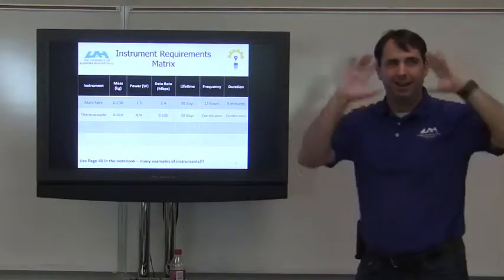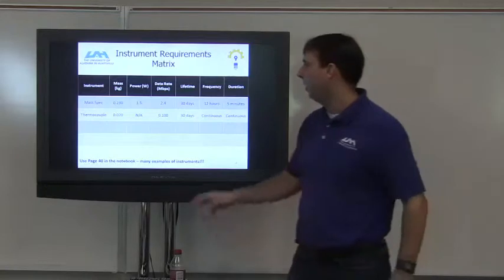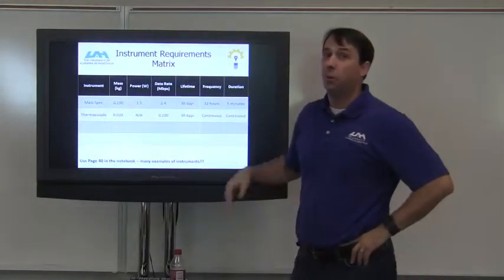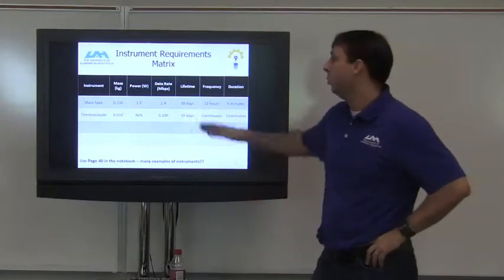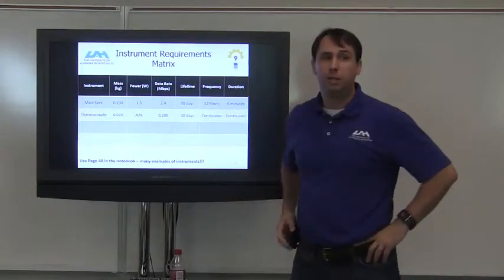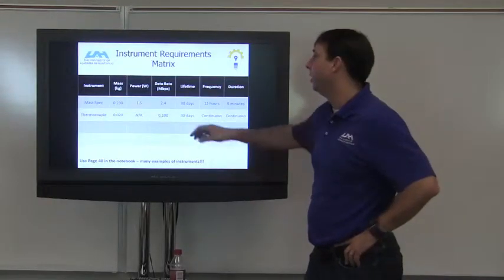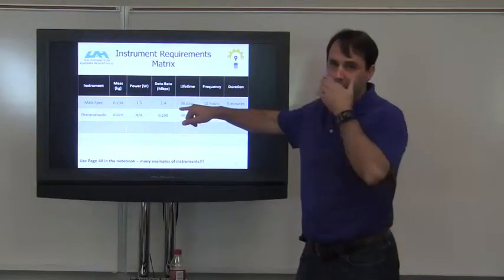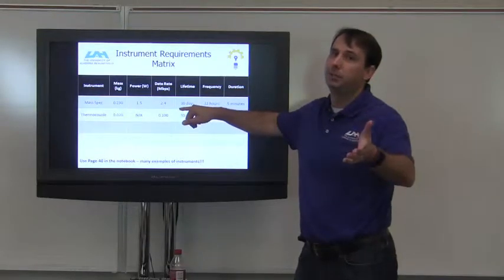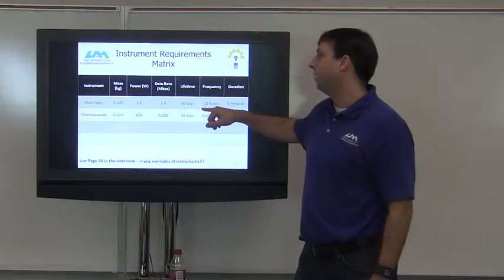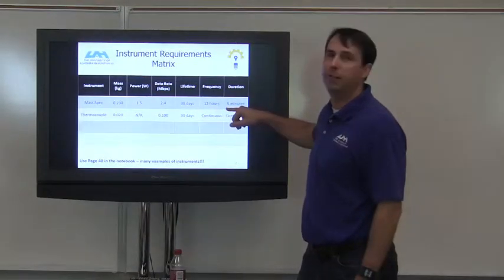The same thing is true with your probe. Total lifetime. We use these three columns to determine how much battery you need for your probe. That's why this is important. So the total lifetime of your probe, maximum for this mission, is 30 days, because that's how long we're at Europa. And then we're saying every 12 hours we're going to measure for 5 minutes.